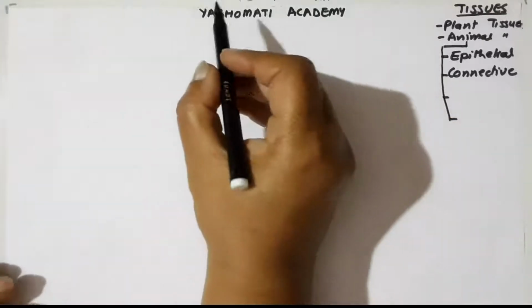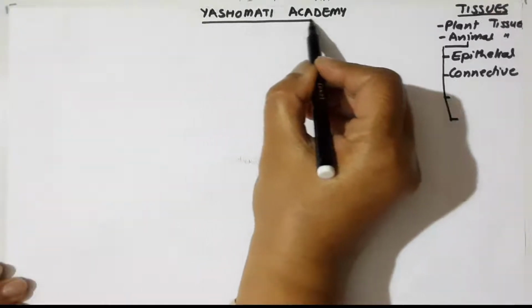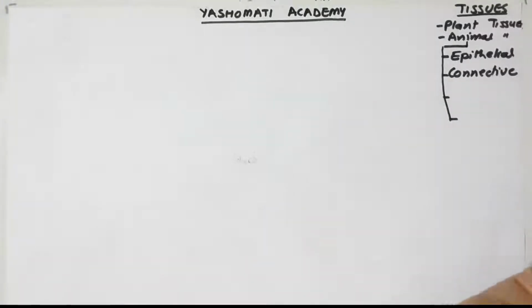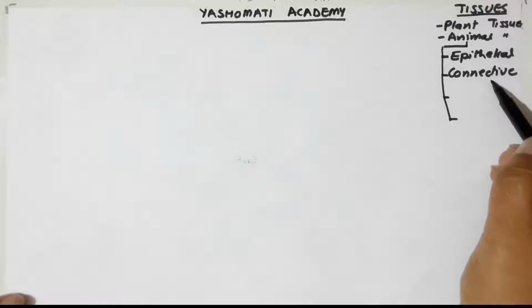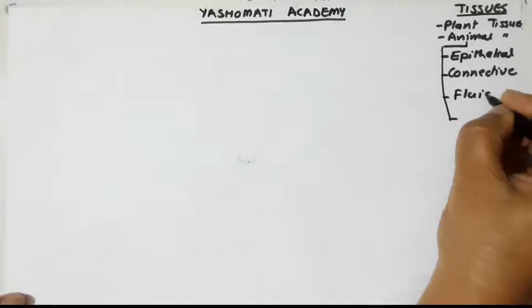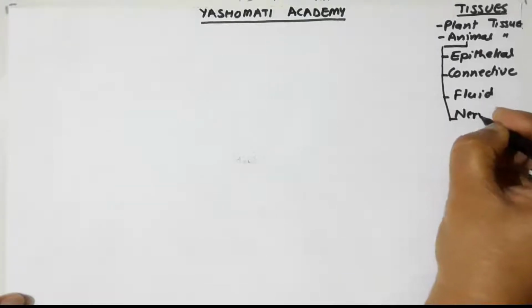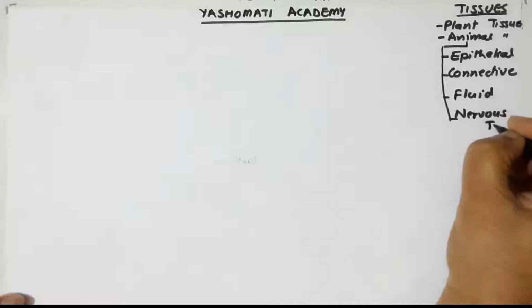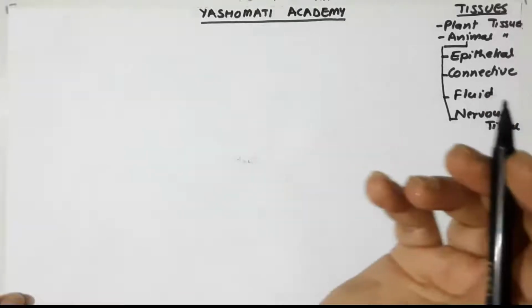Hello everyone. Today we are going to discuss the next type of animal tissue. As in the previous class we have studied about different types of animal tissues. So there we studied that there are 4 types of animal tissues which may be present. First, that is epithelial, which is forming the outer and inner lining, and second is connective tissue. Third type of tissue which is called as fluid tissue, and fourth is nervous tissue. So these are 4 basic types of animal tissues.